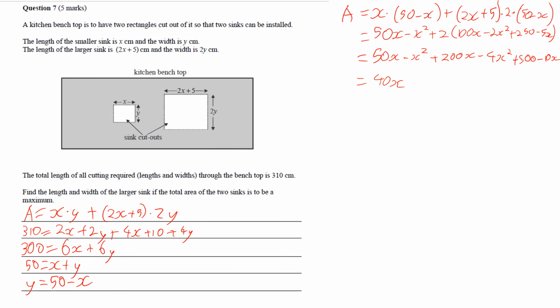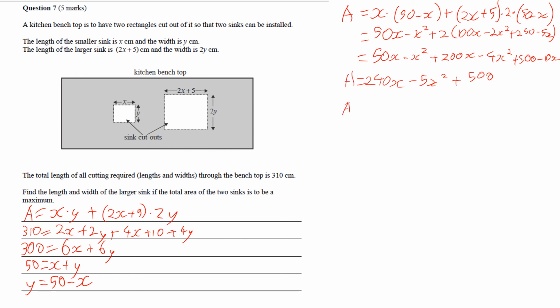We've got minus x squared and minus 4x squared, so that gives us minus 5x squared. I missed this 200x. Whoops. Easy. Plus 500. Cool. So that's my area function.